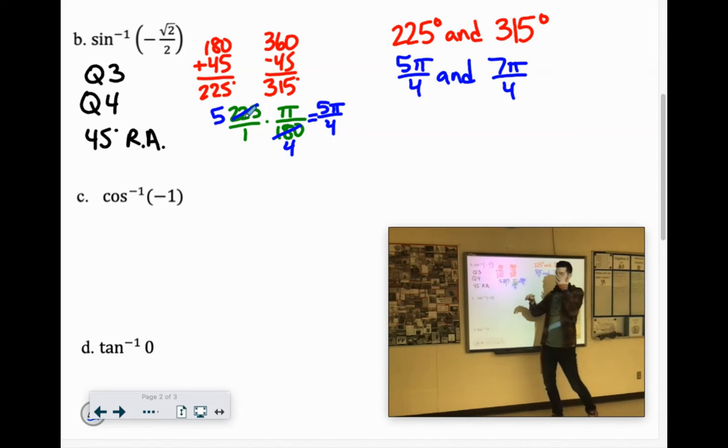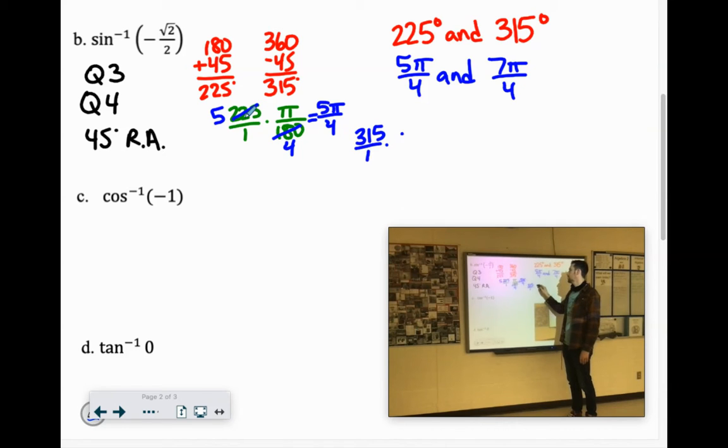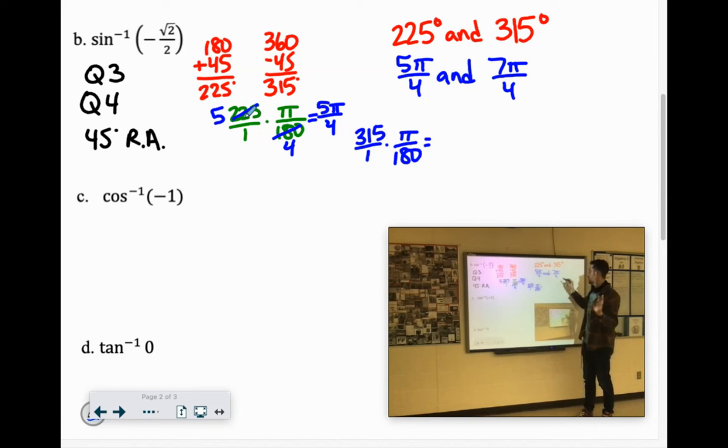And again, if that part doesn't make sense to you, then write it out. 315 over 1 times pi over 180. Simplify it that way, it'll still come out to the same thing. So both, however you want to do it is cool with me.